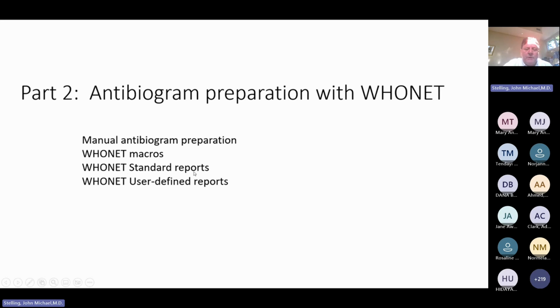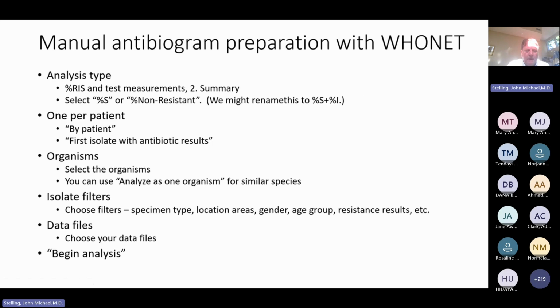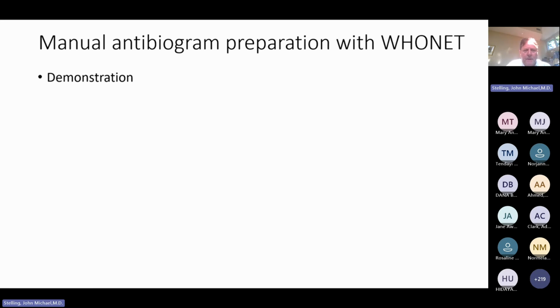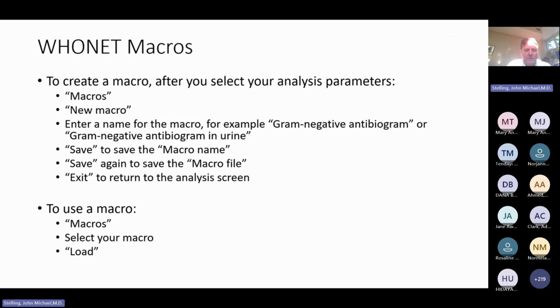We'll then show you the WHONET standard reports, and we have reorganized this area. So many of you will have not seen this yet, as well as user-defined reports where you create your own reports. Here is a summary of what I'm about to show you, but I'll just show you on the screen. Demonstration, that's what I will do now.